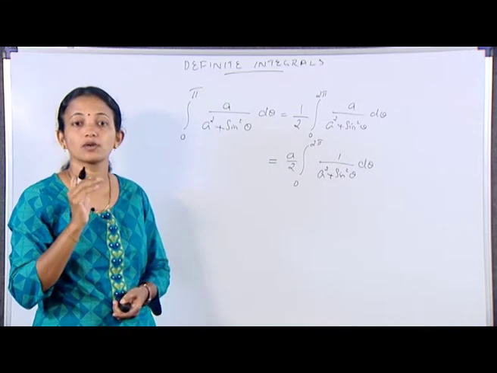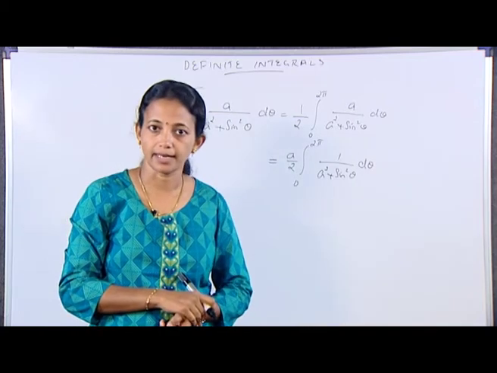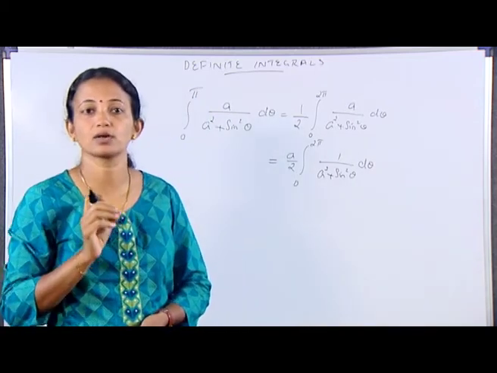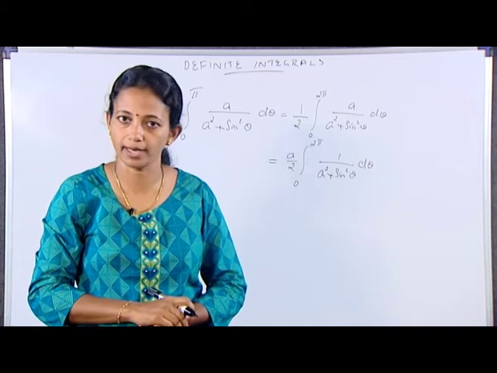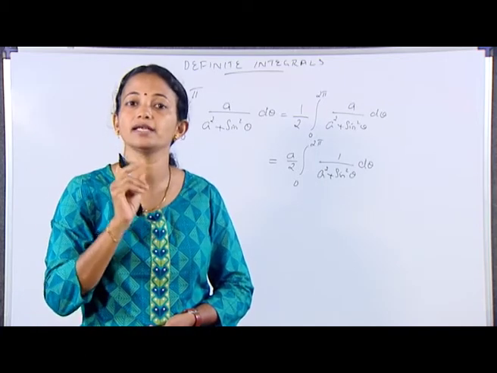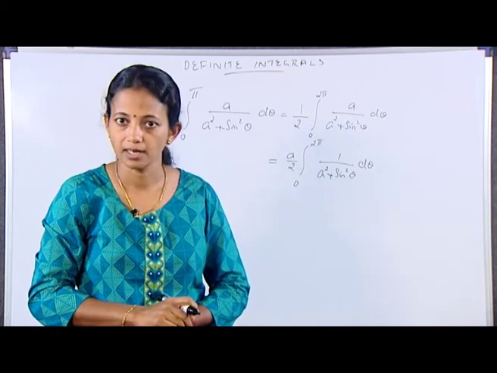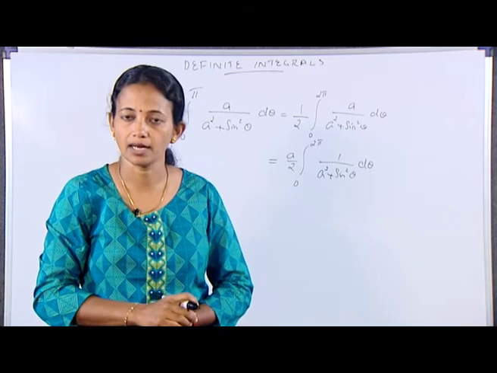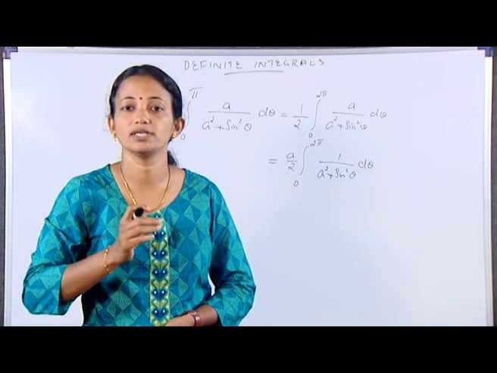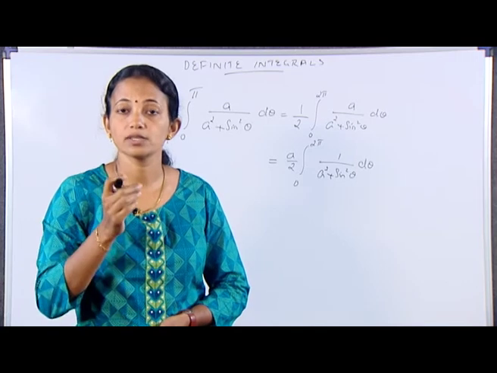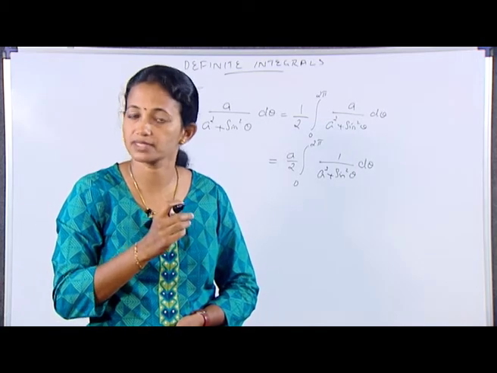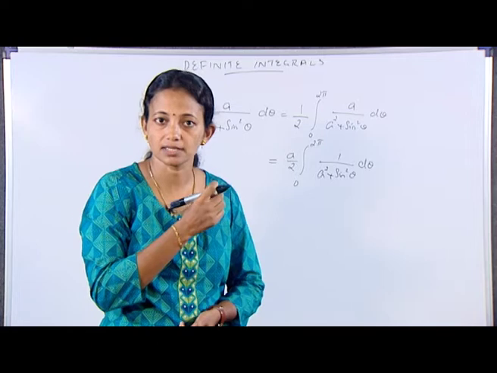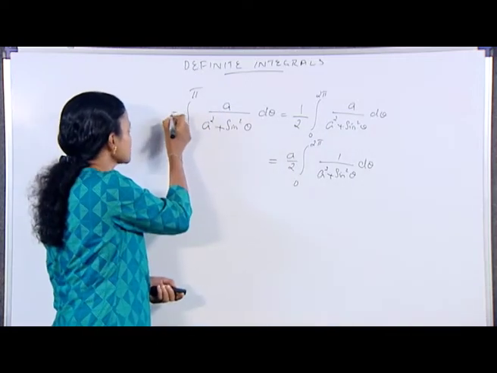Put z equal to e raised to i theta, then we know sin theta is equal to (z minus z inverse) by 2i, dz is equal to i into e raised to i theta d theta, which is equal to i z d theta, or we know d theta is equal to dz by i z. On substituting and simplification, we can write this as i.